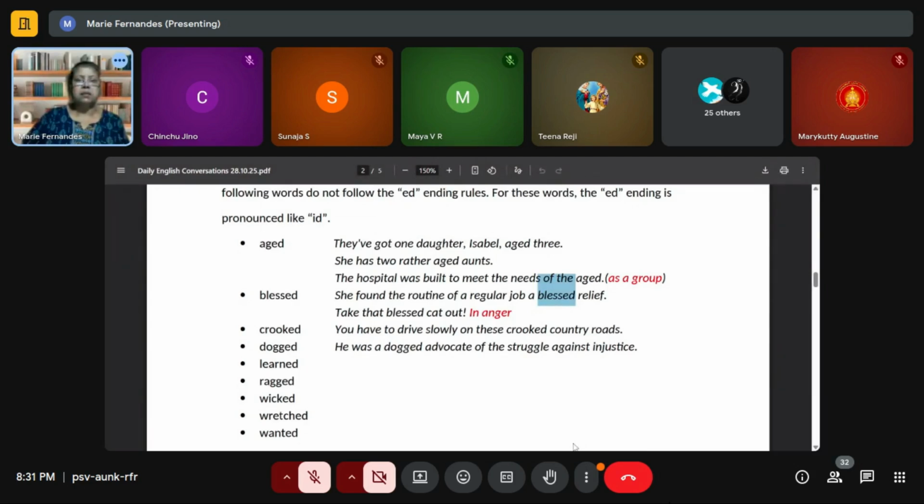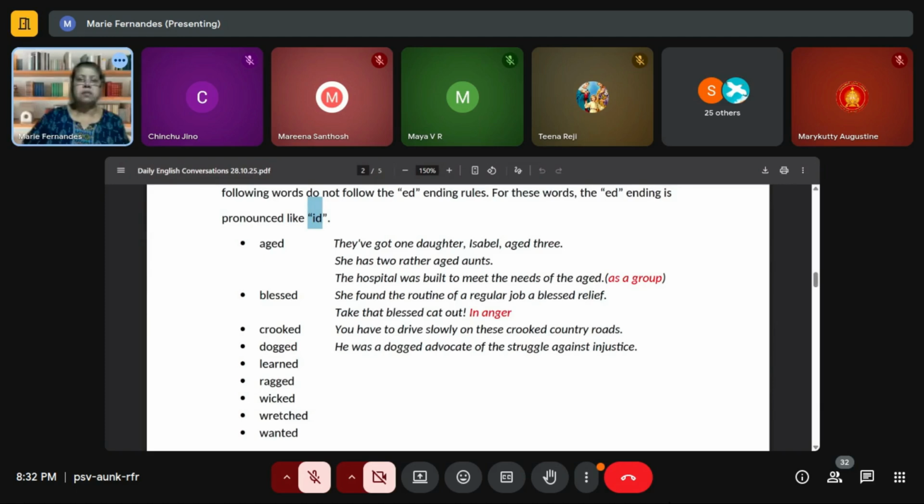Ms. Nama? Yes, ma'am. Can you say all these words? Now say both versions of these. Aged, aged. Because this is all ending in id. Okay? Now read all these words. Age, aged, blessed, blessed, crooked, dogged, learned, ragged, wicked, wretched, wanted. Very good. Thank you.